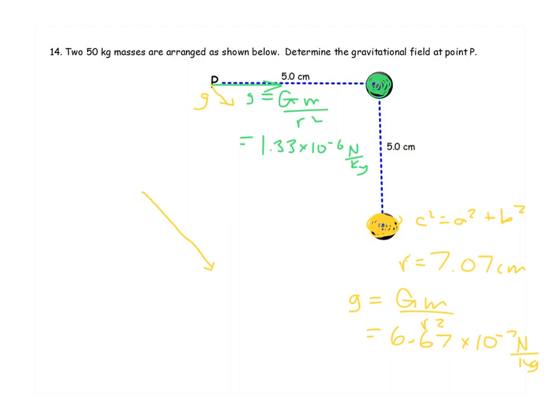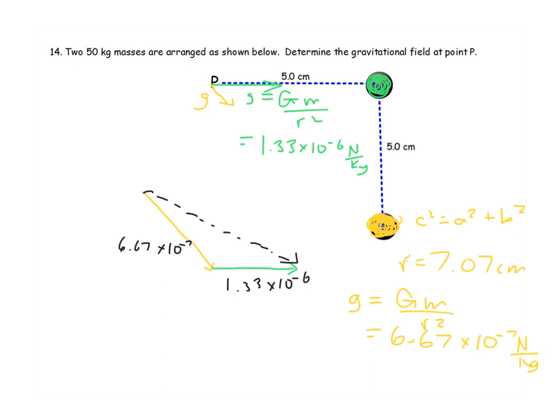Now the answer then, so we have this vector. We have our yellow sphere in that direction. So we need to take that vector and add it to the green one, tip to tail, and we get our answer, where that gravitational field strength will actually be the net gravitational field strength. So this again, 6.67 times 10 to the negative 7. This is 1.33 times 10 to the negative 6.